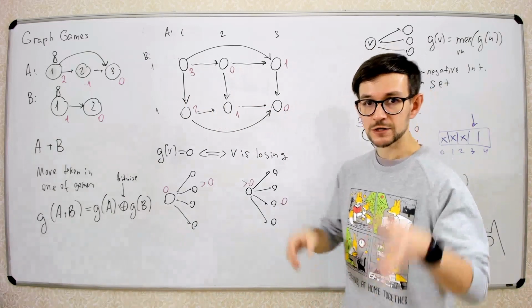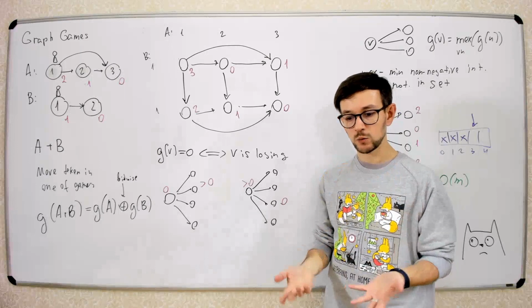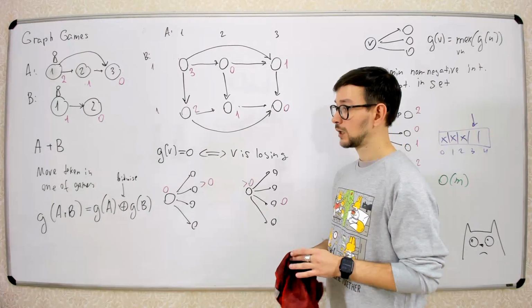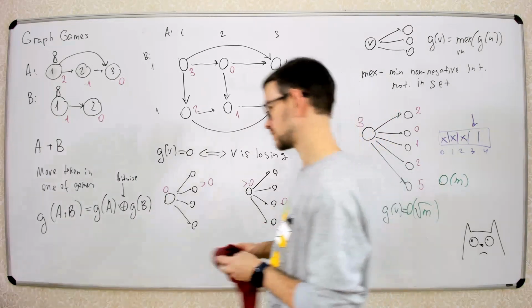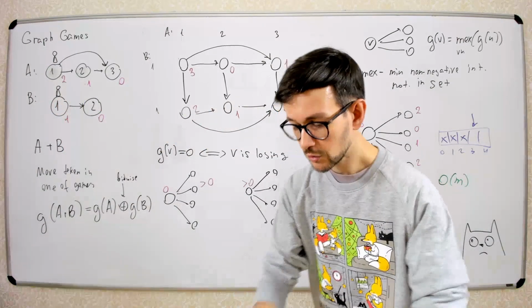So we just take these two numbers and make a bitwise XOR of these two numbers. And it will be the Grundy function of this sum. That's the magic. That's just the magic. So if you look here, what's going on?